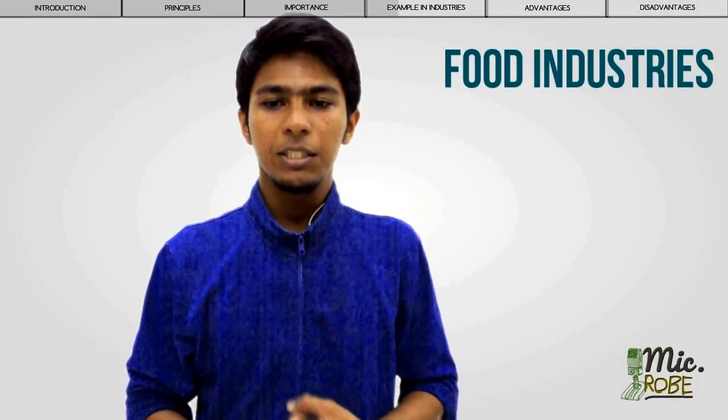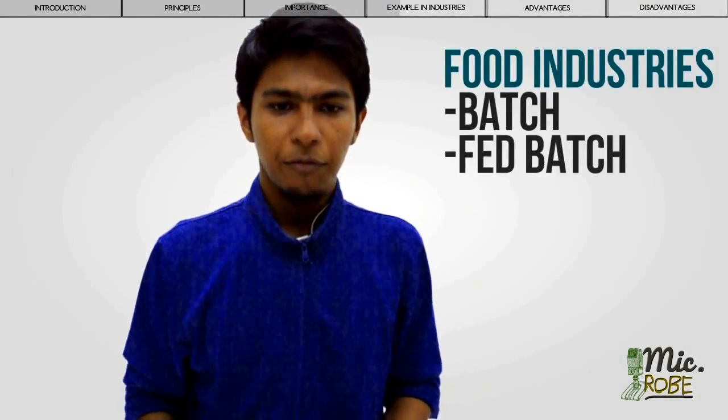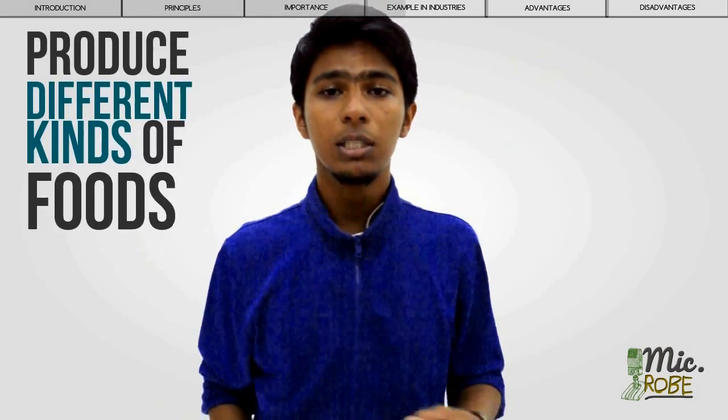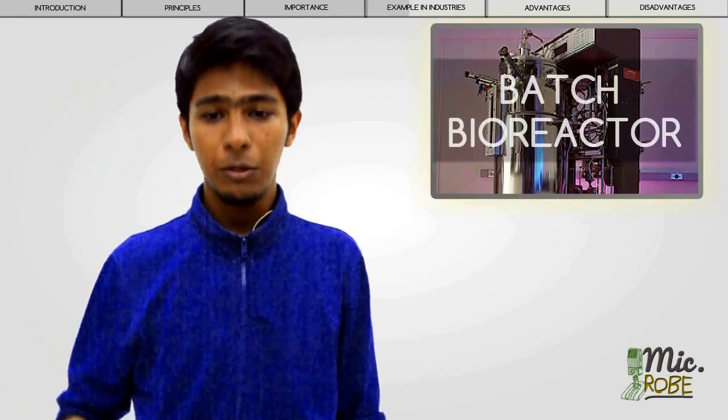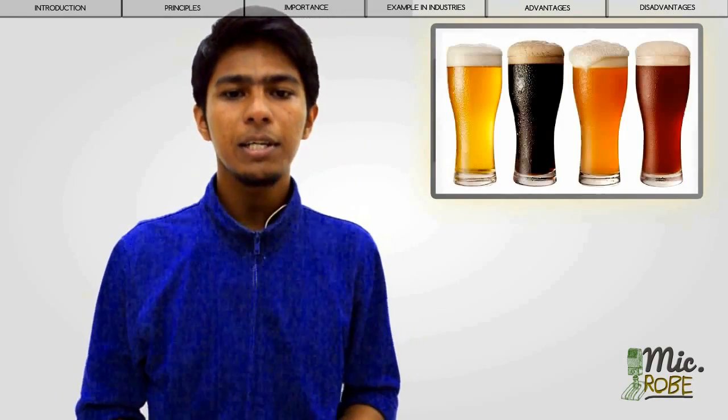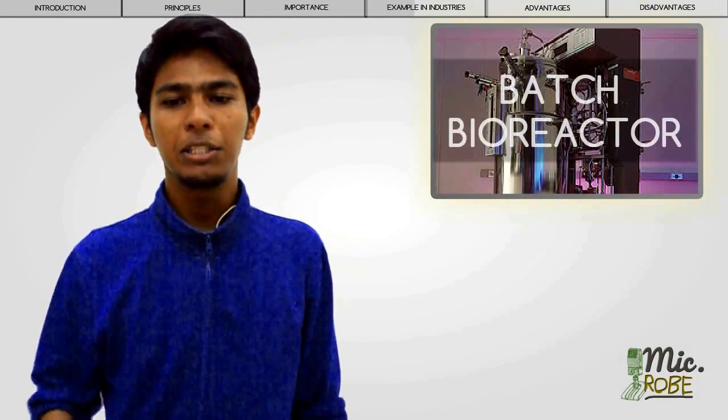Okay, as Hafiz explained earlier, there are many types of bioreactor. The bioreactors that I will explain in the food industry are three types: first is batch bioreactor, second is fed batch bioreactor, and third is the continuous bioreactor. These three types of bioreactor produce different kinds of food. For the first one, the batch bioreactor, in the food processing industry, yogurt, beer, and soy sauce are made using batch bioreactor.